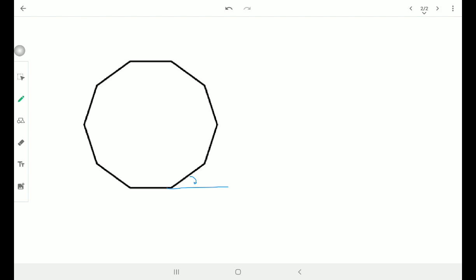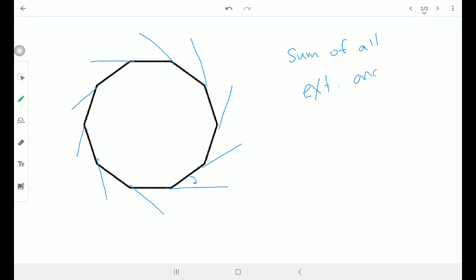Now, since this is a 10-sided shape, there are 10 exterior angles. Now, that is very important in how we figure out the measure of one exterior angle. Okay? So if you notice, since this is a 10-sided shape, we have 10 exterior angles. Now, the sum of all exterior angles is 360 degrees. All of those added together is going to be 360.